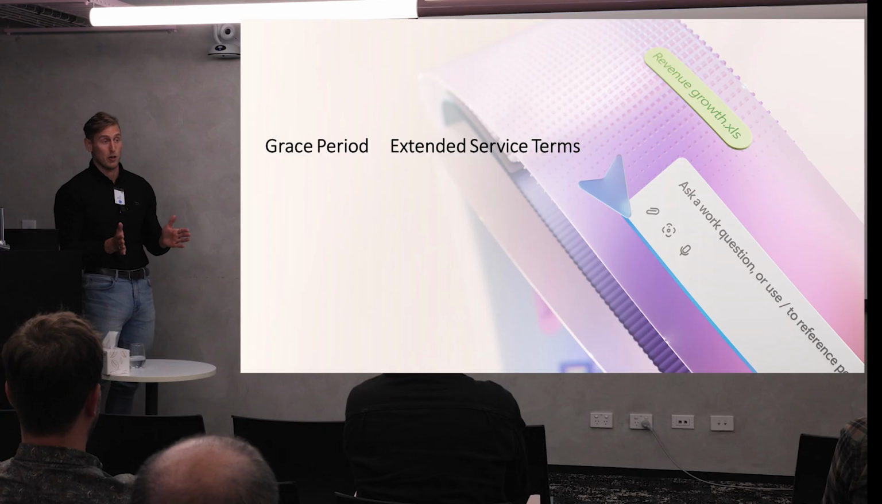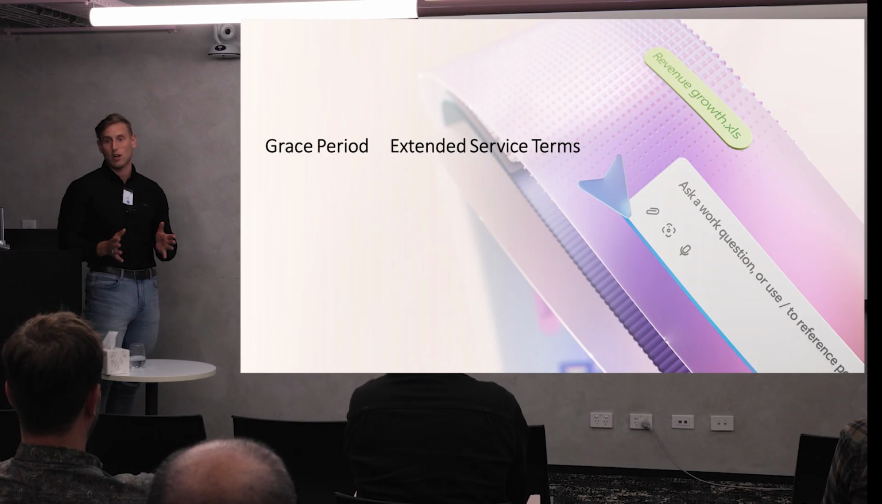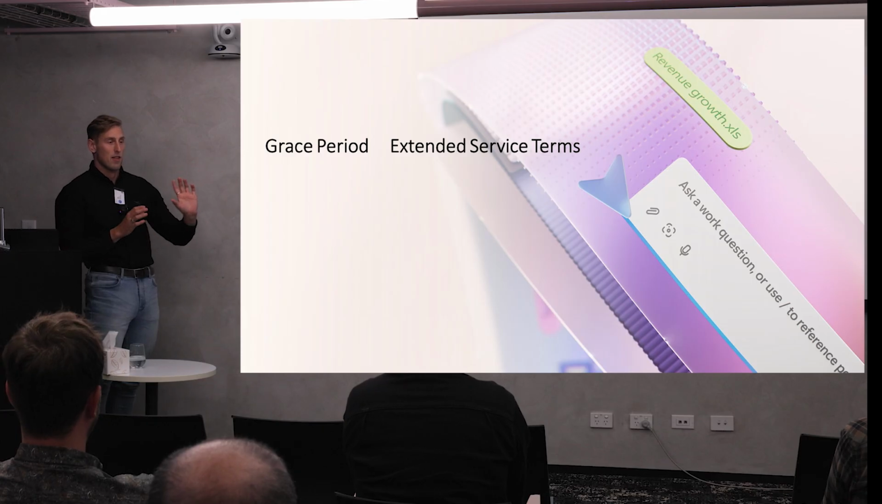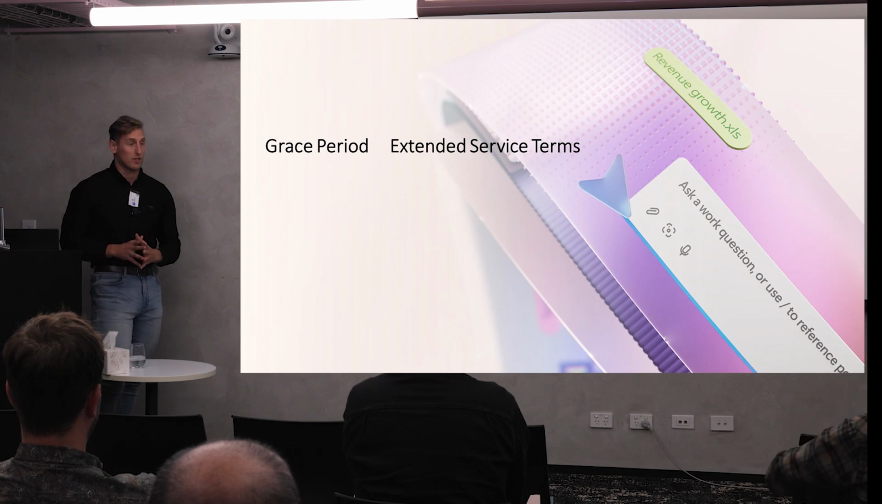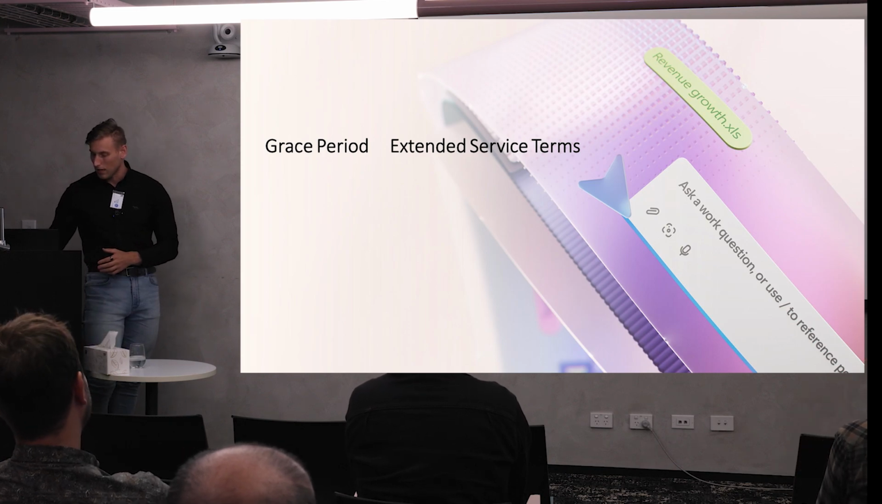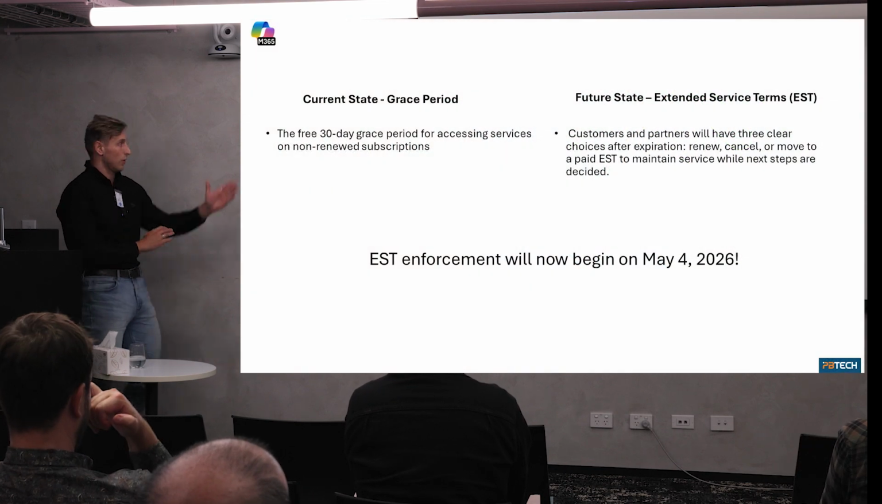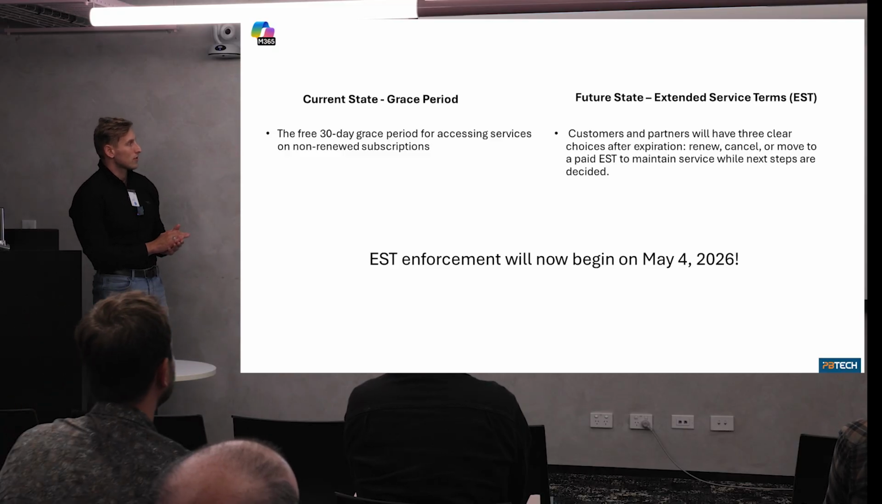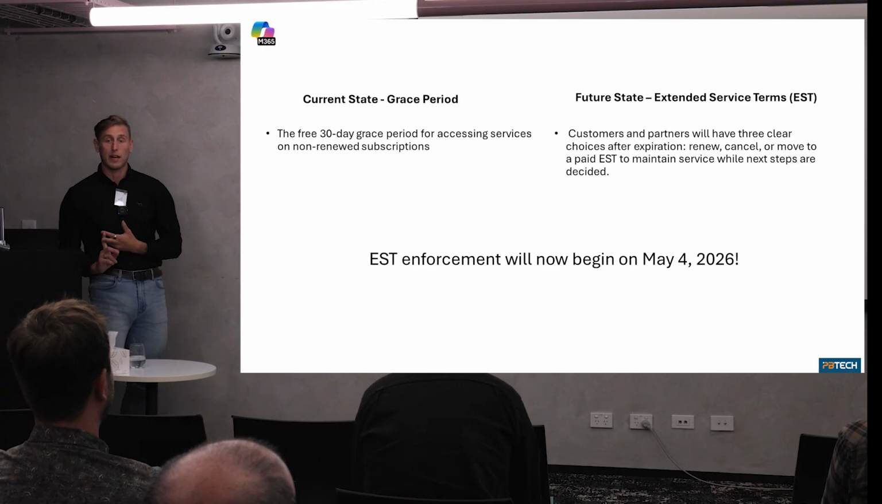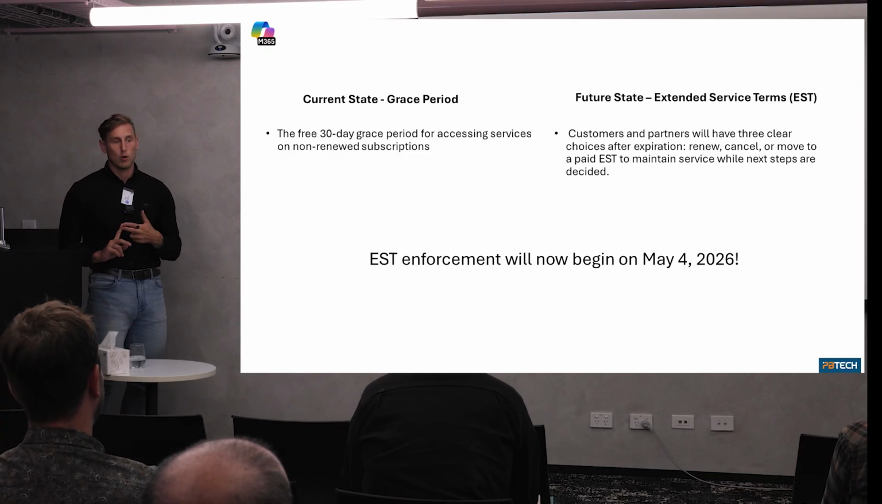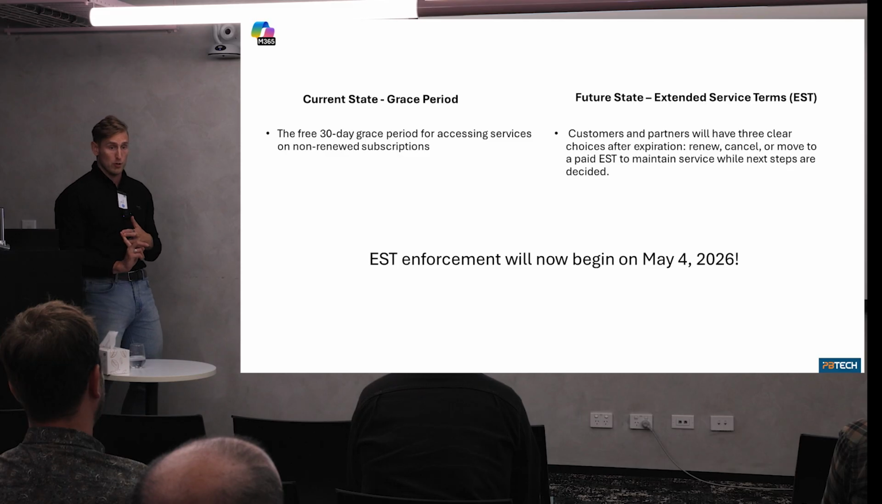That was called grace period. You were given 30 days by Microsoft, free of charge, uninterrupted service for that licensing you previously held. That is going away very, very shortly, and is moving to something called extended service terms. So under the new structure, current state is the 30-day grace period, and future state is extended service terms, basically meaning you'll have 3 really clear options upon your license expiring if you've got auto renew turned off.